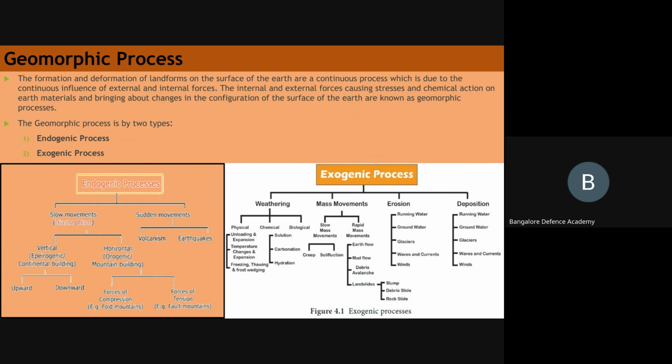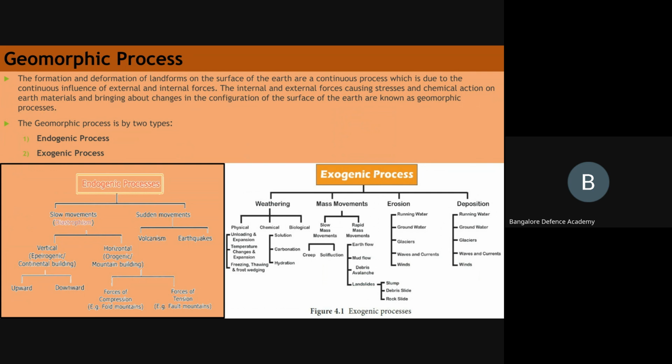Okay, the next one is called the exogenic process. What is the exogenic process? It is happening on the surface of the earth. What are they happening on the surface of the earth? One is called weathering. Weathering and erosion are different. First, anything will be weathered, it will change its properties. Then the erosion will start on it. Don't think that erosion will happen directly. First weathering should happen, next erosion.